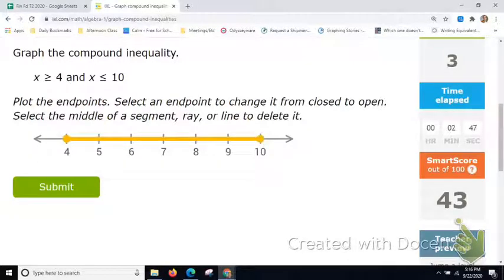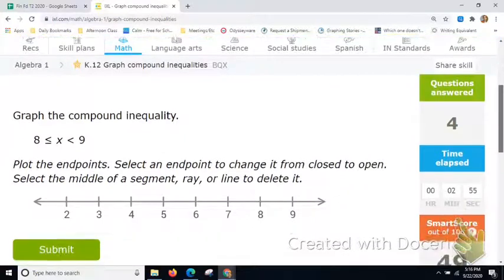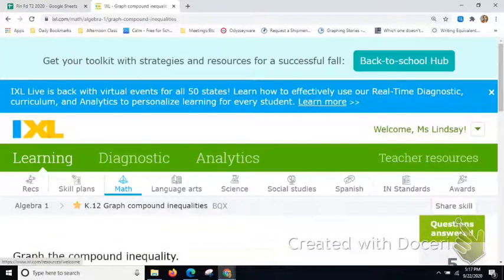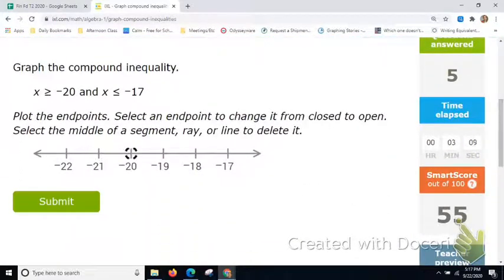You'll hit the number, and that might be changing the circles. So if X is between, I just go to both numbers. Solid, open. So again, it's an and. That's the same as if it was between.